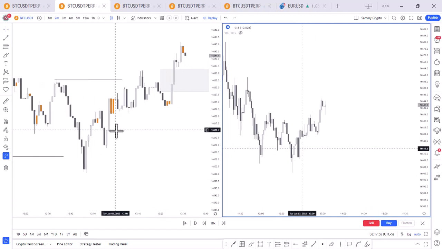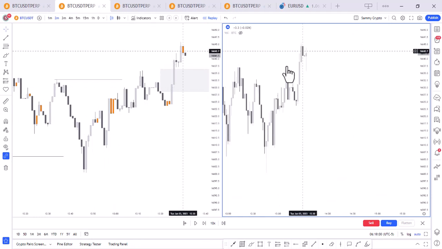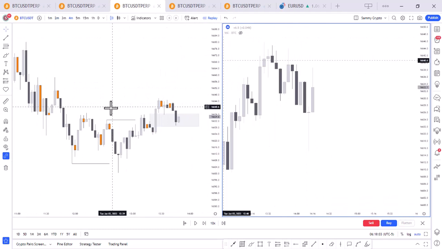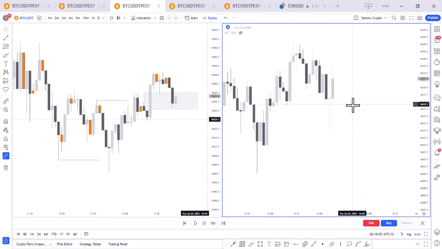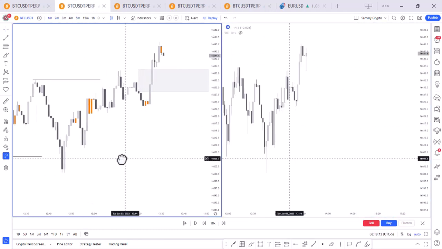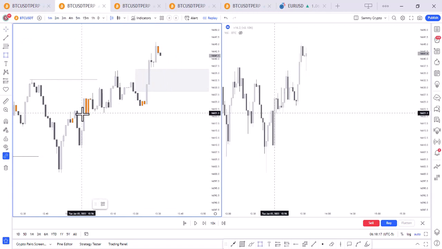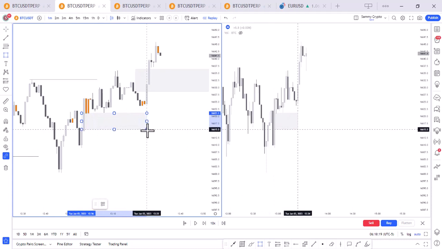If you see the 1 minute and the 2 minutes, there's still an imbalance up here. If you go to the 3 minutes, there's still an imbalance up here. 4 minutes, there's still an imbalance up here. So what happens next? On the 5 minutes, there's only an imbalance up here, but in 1 minute we have the imbalance too at the bottom here. So you know very well that price will respect this imbalance.